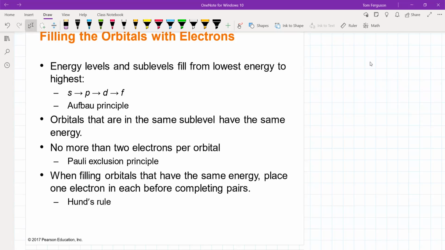Okay. So what I just described is called the Aufbau principle. In other words, we fill the lowest potential energy levels first, all the way to the least stable. So F is going to be the least stable.